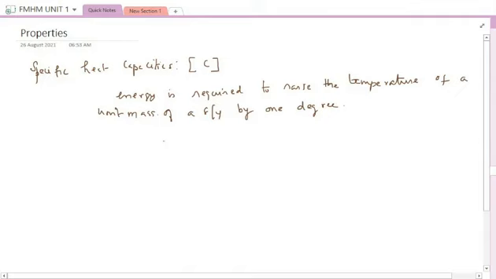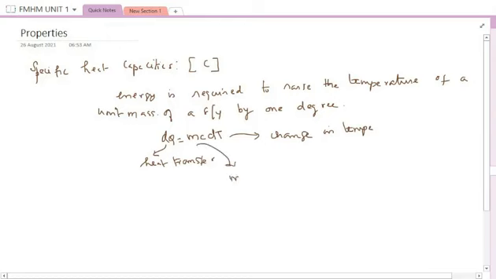So the general formula we can give is dQ equal to m C dT. Right? Already you know that dQ refers to the heat transfer. Right? dT is nothing but change in temperature, and m is mass, and you are introducing the term C, which is specific heat capacity.